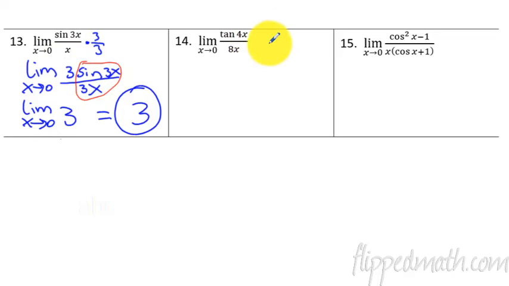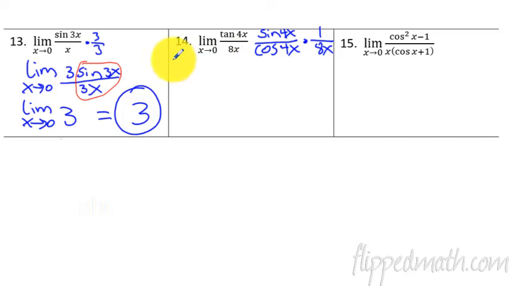All right, number 14. So tangent. How do we deal with this one? Let's change it so that it's sine 4x over cosine 4x, because that's what tangent is, sine over cosine. And then instead of dividing that whole thing by 8x, let's multiply the reciprocal. So instead of dividing by 8x, I'm just going to multiply its reciprocal, 1 over 8x. That'll help separate these two fractions a little bit.